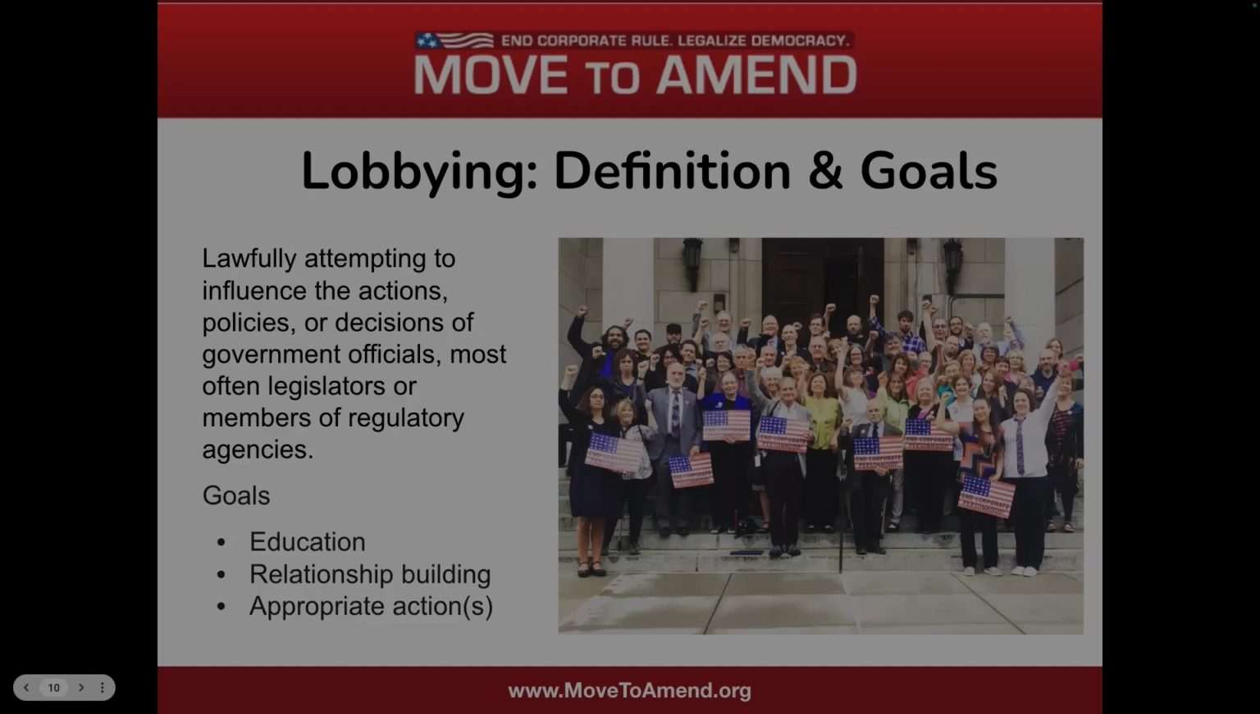And at this point, I would like to pass it over to Cole, who is going to go into a deeper dive into specifics and strategies and best practices when it comes to lobbying.